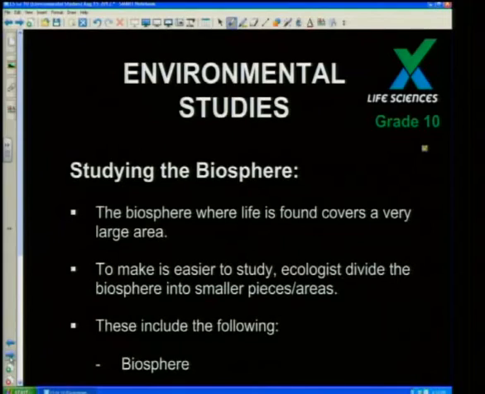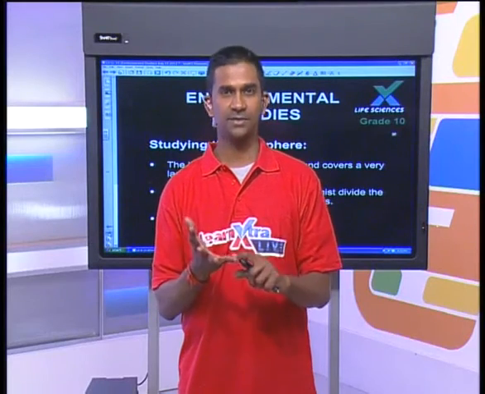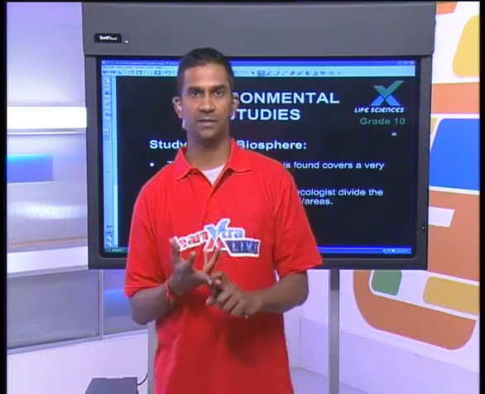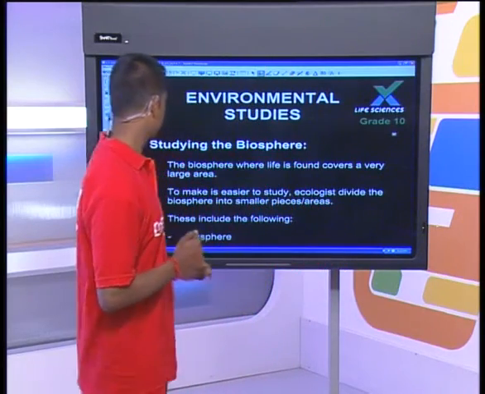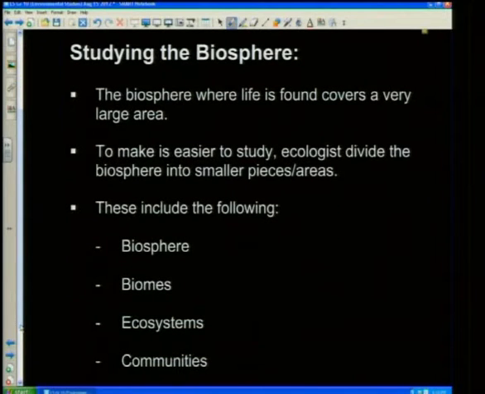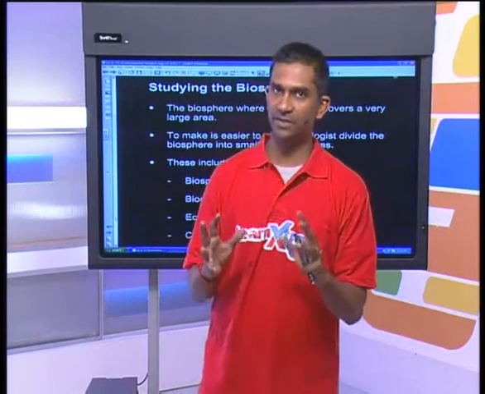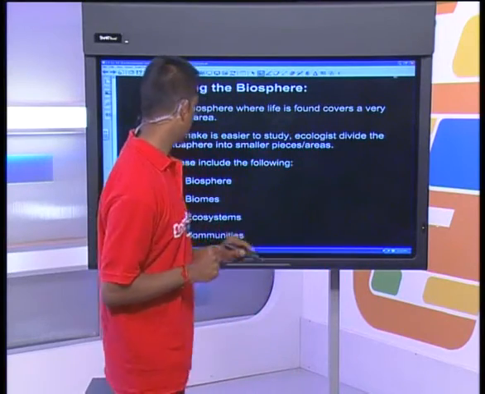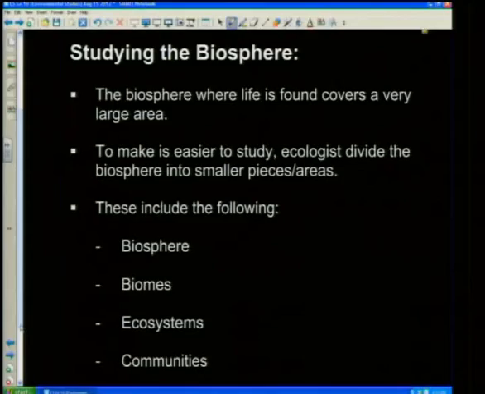Before we move on, let's recap. So the biosphere has three components: the lithosphere, the hydrosphere, and the atmosphere. Okay. So when scientists and ecologists study the biosphere, it is broken up into different components. Okay, we look at them in smaller areas. These include the following.